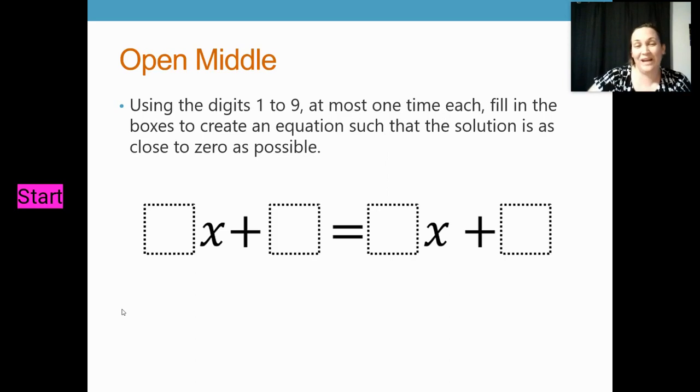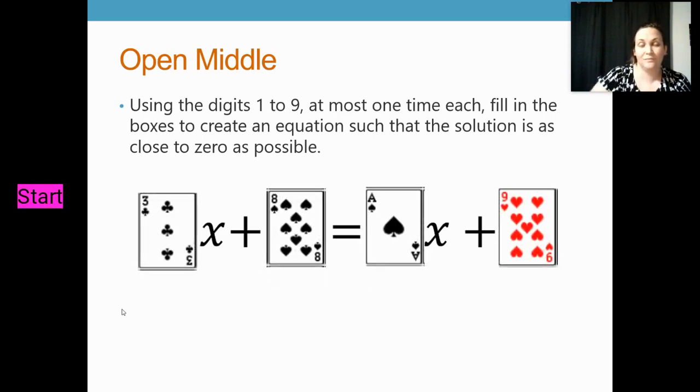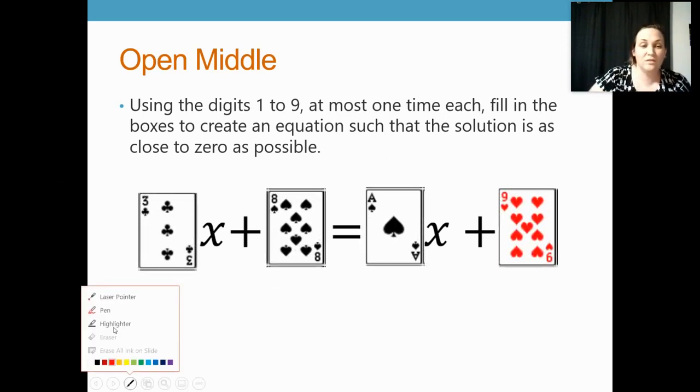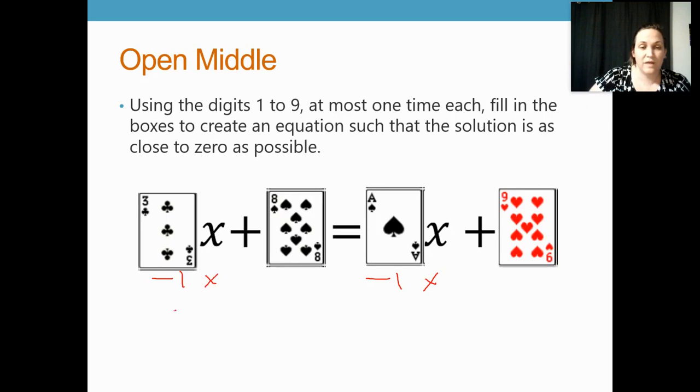Here's one that I did. Now, when I'm solving this problem, I'm going to start by subtracting my 1x. That'll give me 2x plus 8 equals 9. Then I would subtract my 8. I get 2x equals 1. And then finally, I'm going to divide by 2. And so my answer that I got was 1/2.